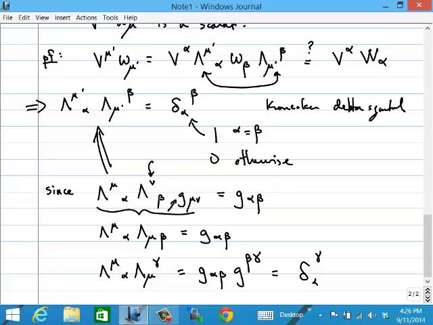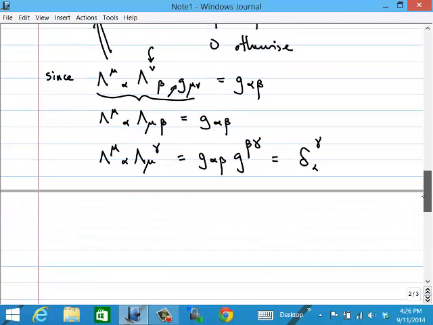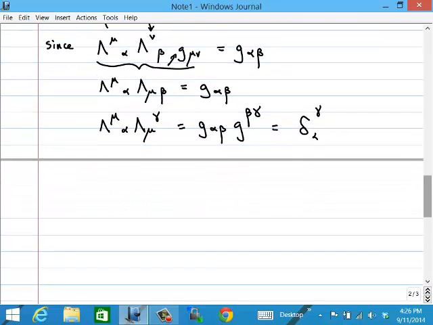Okay, so if all of these tensor manipulations are a little fast, then I strongly recommend that you pay careful attention when you do the problem set this week and try to get familiar with these operations. There's nothing particularly fancy going on here. It's just a matter of getting used to the notation. Okay.